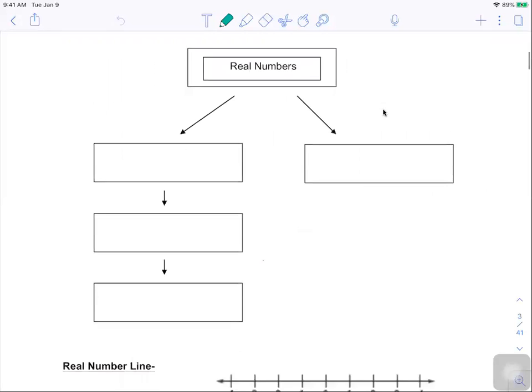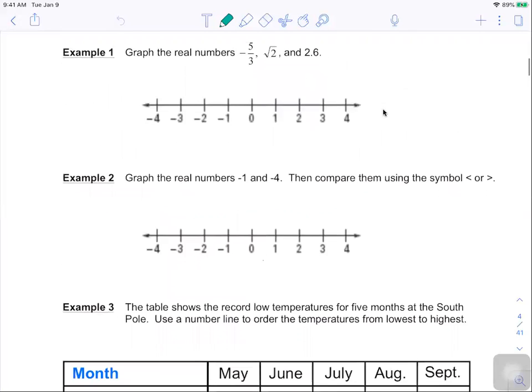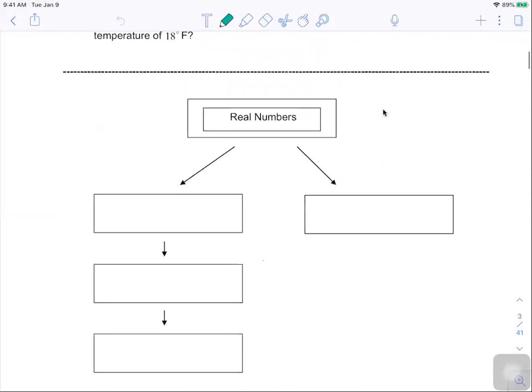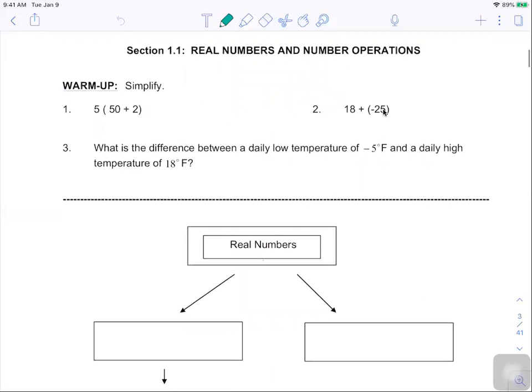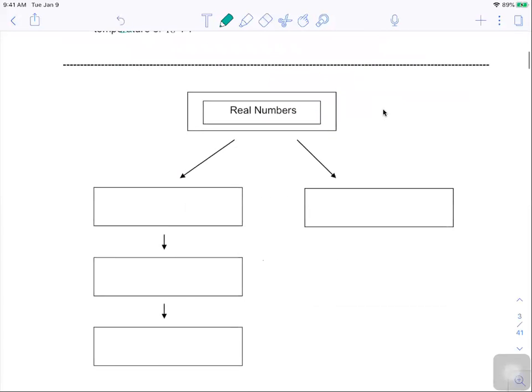So I am on page 3 in your packet. This is the first section, section 1.1. See if you can find that in the packet. Again, take notes the regular way, pencil, paper, or if you prefer, a pen. We're going to skip the warm-up here, and we're going to talk about the different types of numbers.